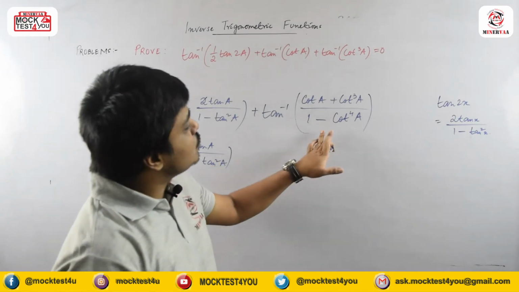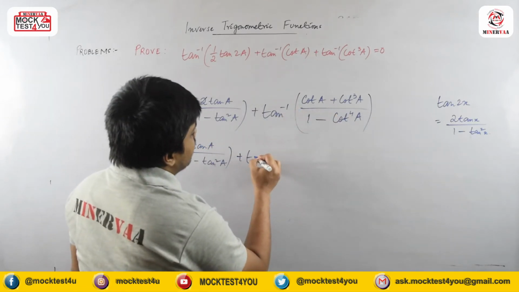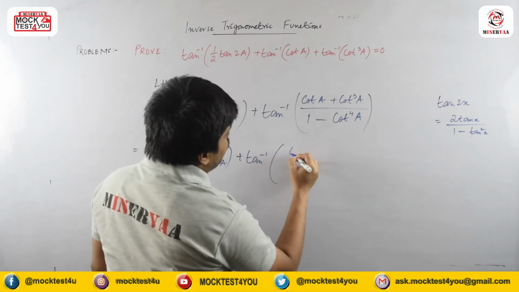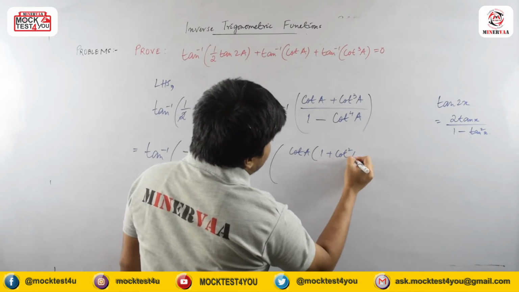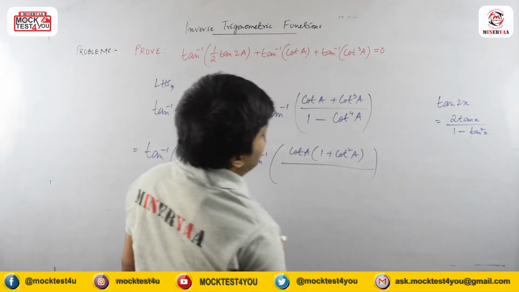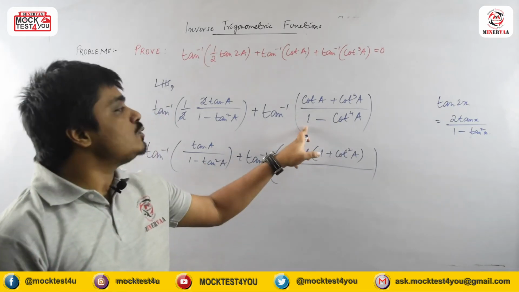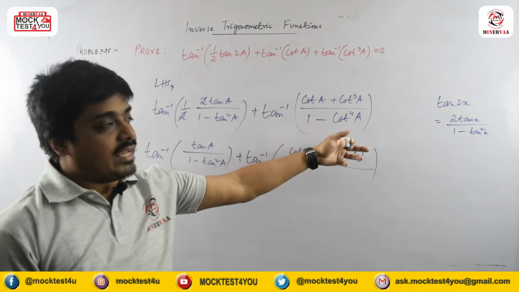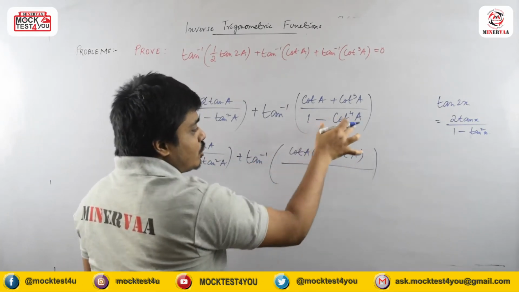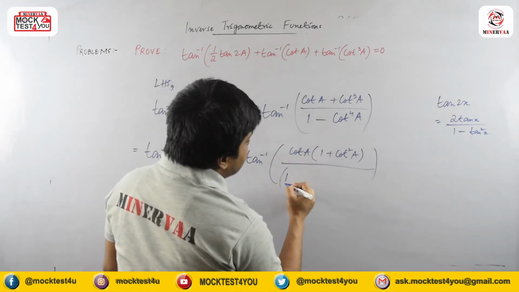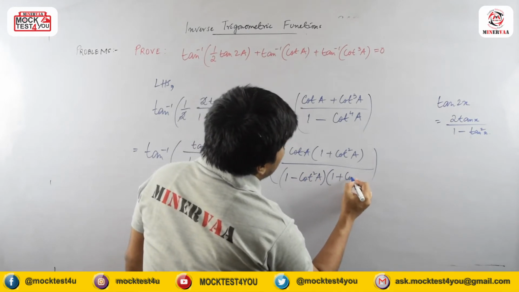Now, if I look at this one, I take cot A common from the numerator. Now, if I take cot A common from the numerator, what we have in here is 1 plus cot square A. Now, if you look at the denominator carefully, you see it's in the form of a square minus b square, where a is 1 and b is our cot square A. So if I express this one in that form, a square minus b square, the formula gives us 1 minus cot square A into 1 plus cot square A.